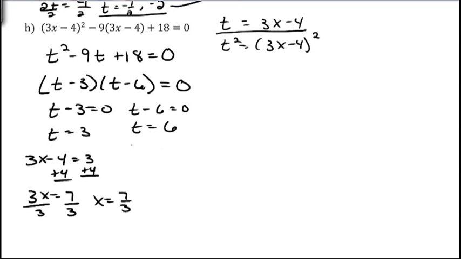Here, we're going to let 3x minus 4 equals 6. Add the 4. We get 3x equals 10, and then divide by 3. And so the other solution is 10/3.